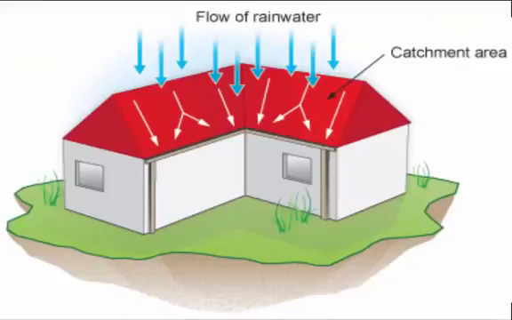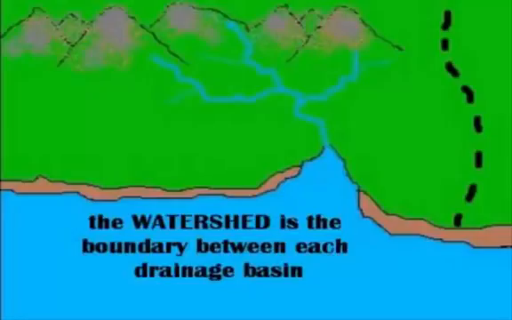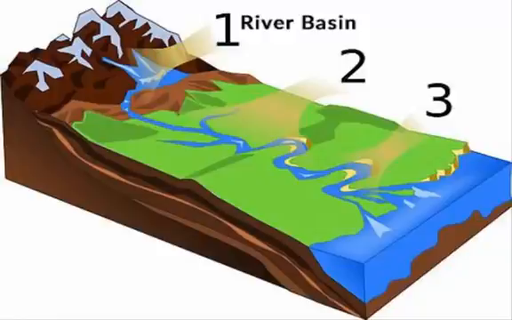When a river drains the water collected from a specific area, that area is called the catchment area. When an area is drained by a river and its tributaries, it is called a drainage basin. A watershed is the boundary line between each drainage basin. And the catchment area, where the water is collected or initially formed, is called a river basin.